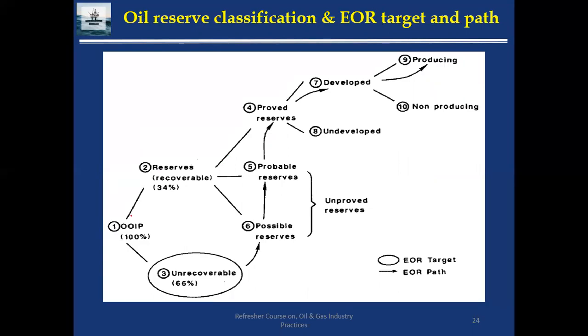So from the original oil in place, whatever we have estimated, we have the recoverable reserves. Those recoverable reserves would be recovered. They would be exhausted. Then what remains is the unrecoverable reserves, the part of the reserves which were not recoverable at that time. So that becomes the target to implement enhanced oil recovery, or let's say improved oil recovery techniques.